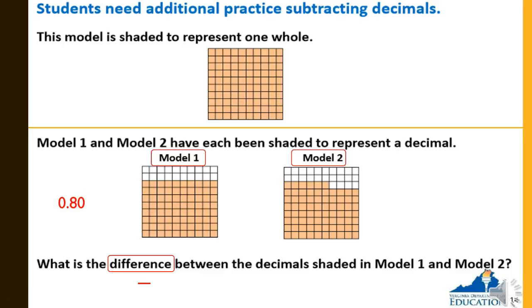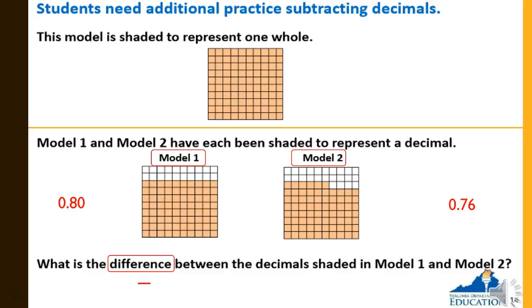All right, so let's look over here at Model 2. Let's count first all the lines that are completely filled in, because that's pretty easy counting by 10. So 10, 20, 30, 40, 50, 60, 70. Okay, now let's count the line that wasn't all the way filled in. 71, 72, 73, 74, 75, 76. Okay, so that would be 76 out of 100, so 76 hundredths.